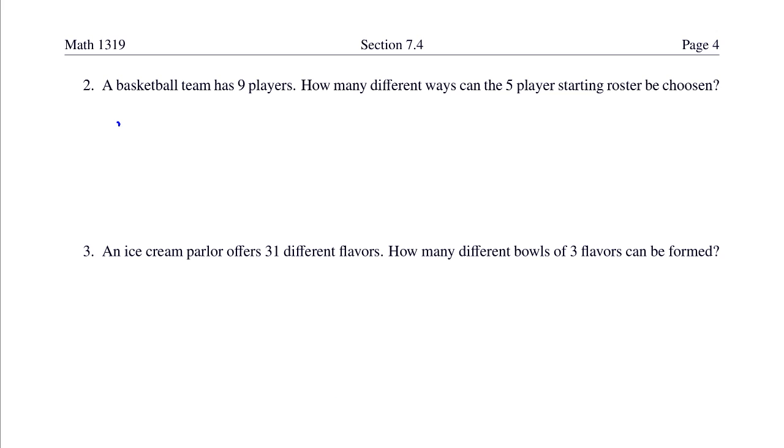So this is a combination. 9 choose 5. And what is 9 choose 5? Is that 126, right? Yeah, 126. Do that in the calculator.